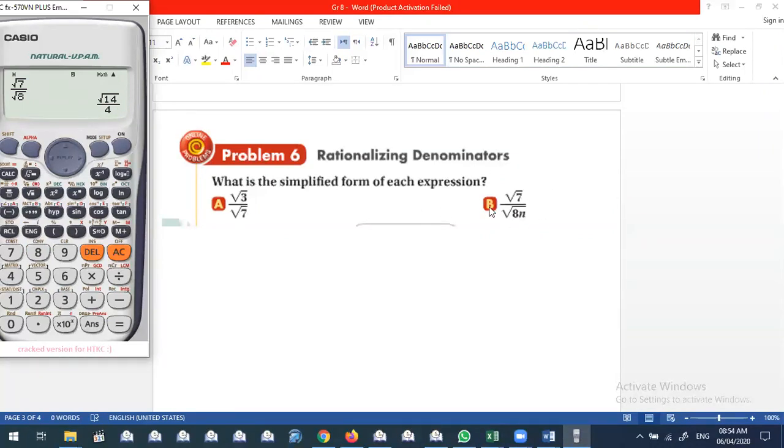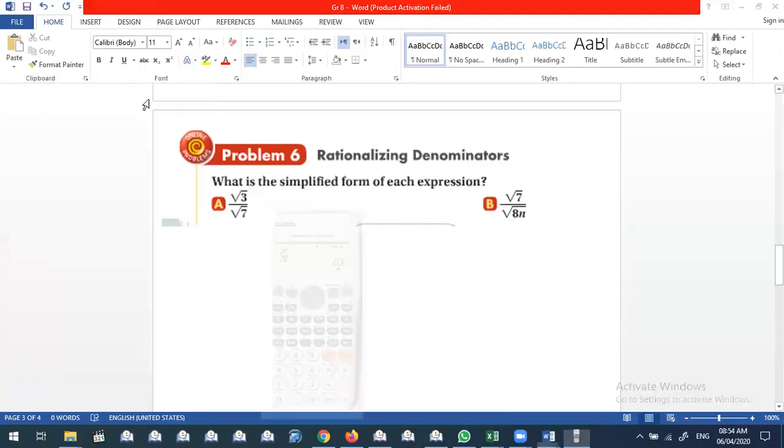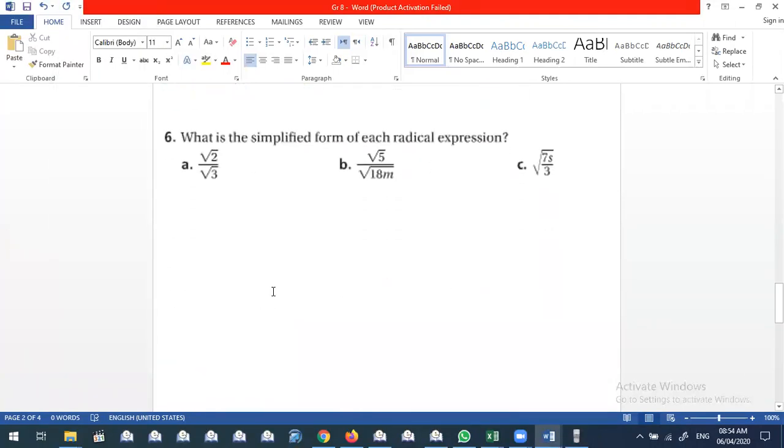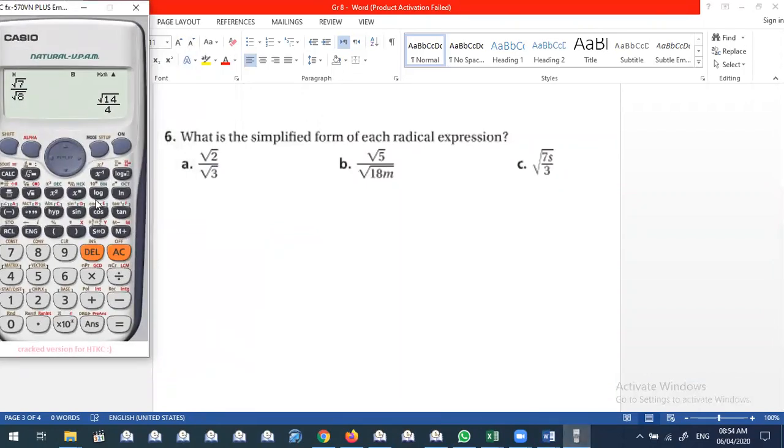But if you have a letter, don't use the calculator, because we cannot write the letters inside the calculator. Here we have square root 2. I can use the calculator direct, no problem, over square root 3. The final answer here, square root 6 over 3. The next one.